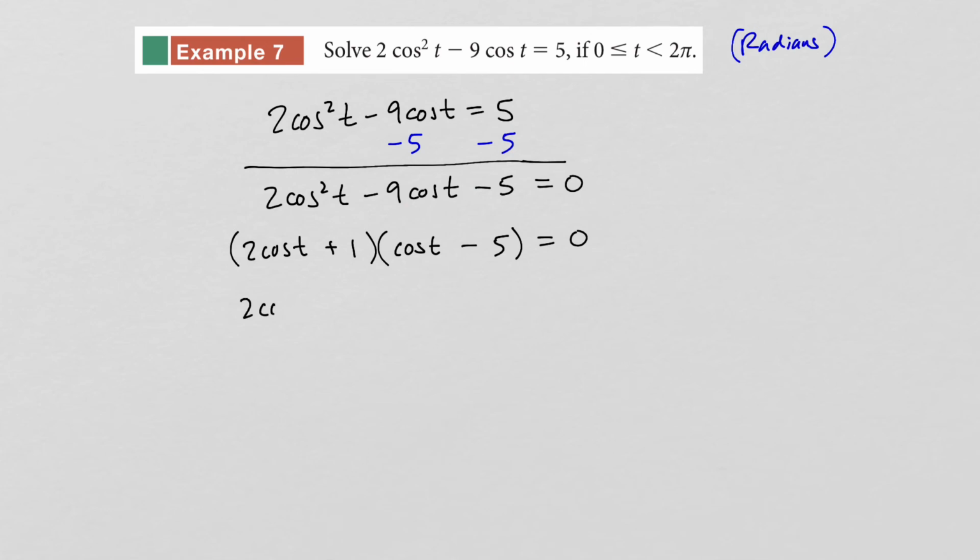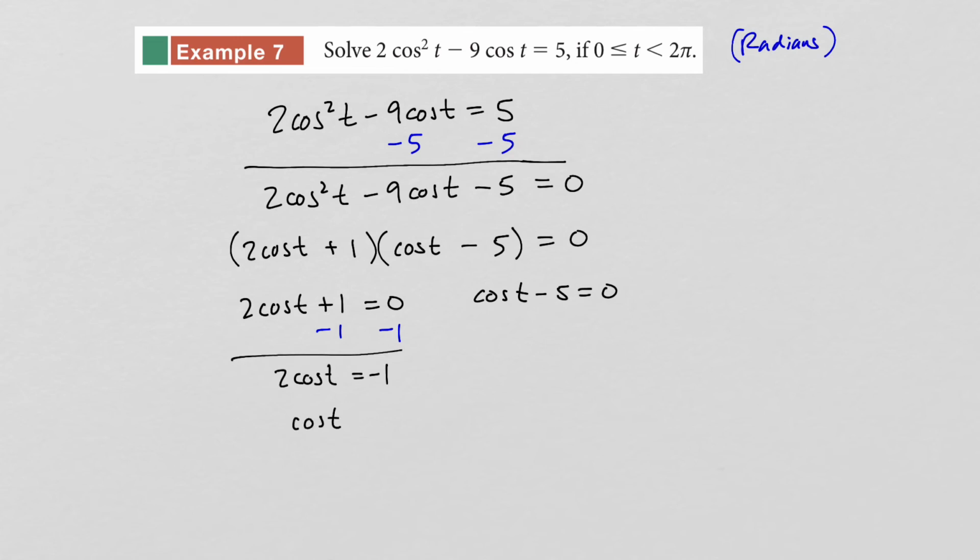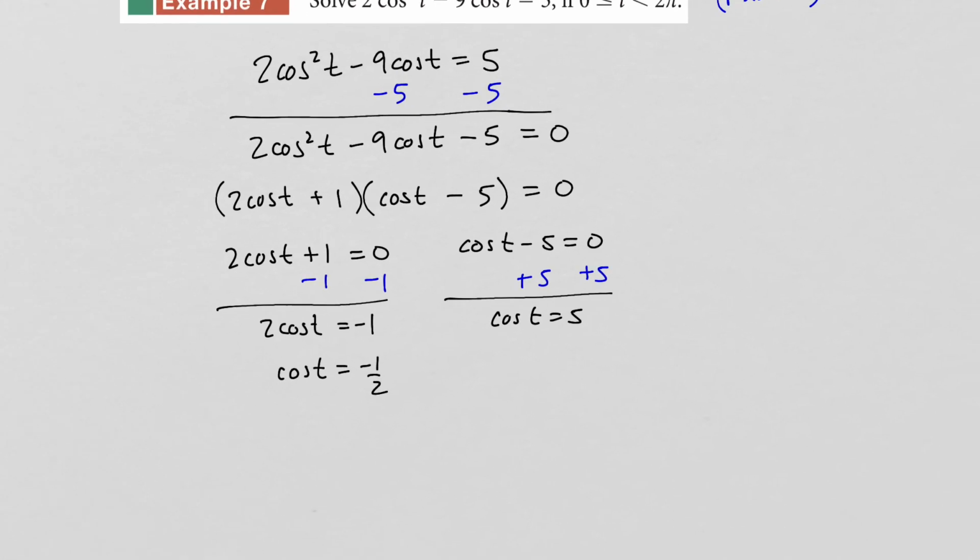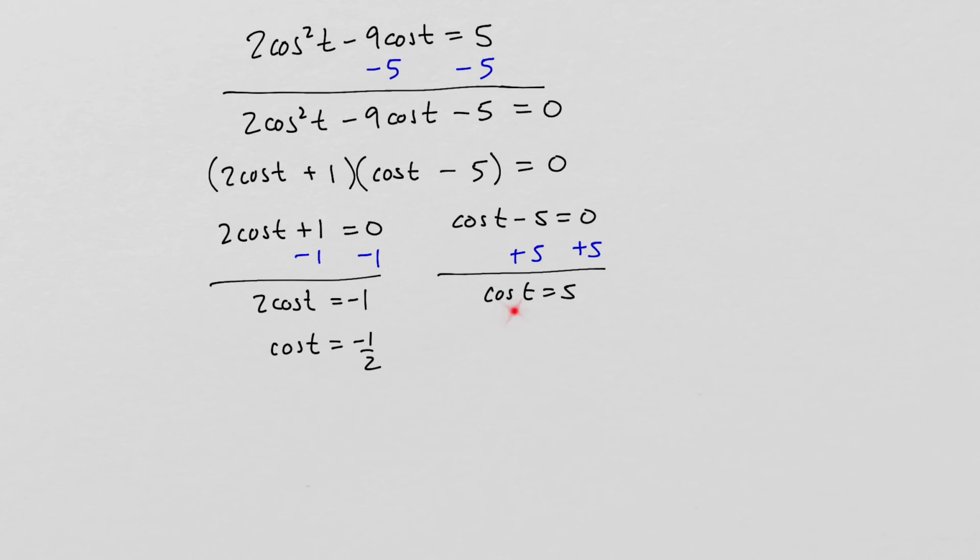So from here, we take each one of these factors independently and set them equal to 0. And then we can solve for cosine of t, once again, by going through the same steps. Dividing by 2, we end up getting cosine of t equals negative 1/2. And then for the second one, if we add 5 to both sides, we get cosine of t is equal to 5. And now we have to figure out what angles make these two equations true.